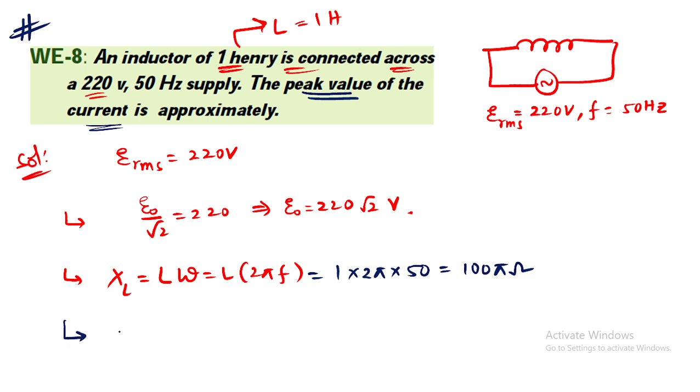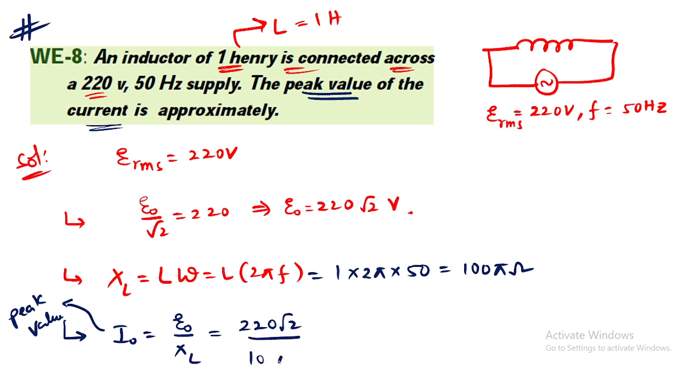So how will I get the peak value here? I naught is equal to E naught divided by XL. This is the peak or maximum value. E naught is 220 root 2, divided by XL, which is 100 pi.